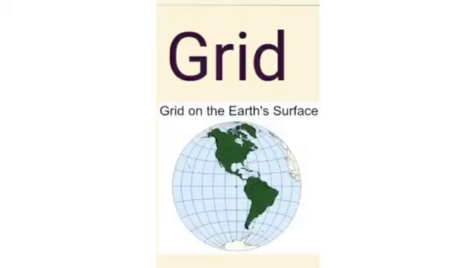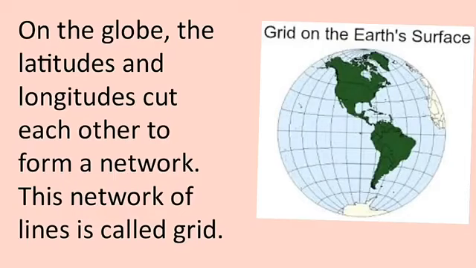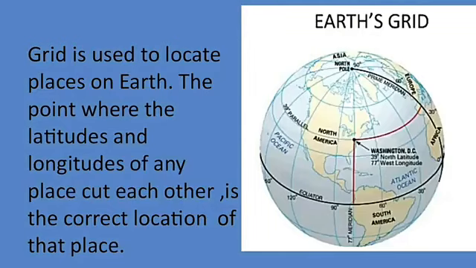Now we will study about the grid. On the globe, the latitudes and longitudes cut each other to form a network. This network of lines is called a grid. Grid is used to locate places on Earth. The point where the latitudes and longitudes of any place cut each other is the correct location of that place. In the picture, you can see the location of Washington.